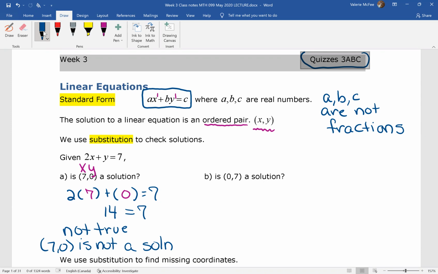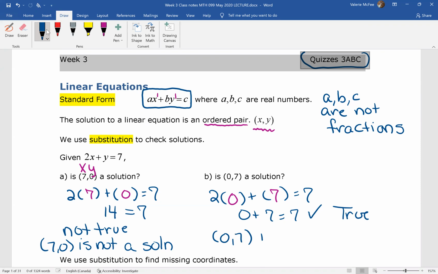So our next question, is (0, 7) a solution? Again, we have 2 times x plus y equals 7. This time we substitute in x equals 0 and y equals 7. 0 plus 7 equals 7. This is true. So we know that (0, 7) is a solution. So any ordered pair that makes a true statement when we substitute the values in is a solution to the linear equation.